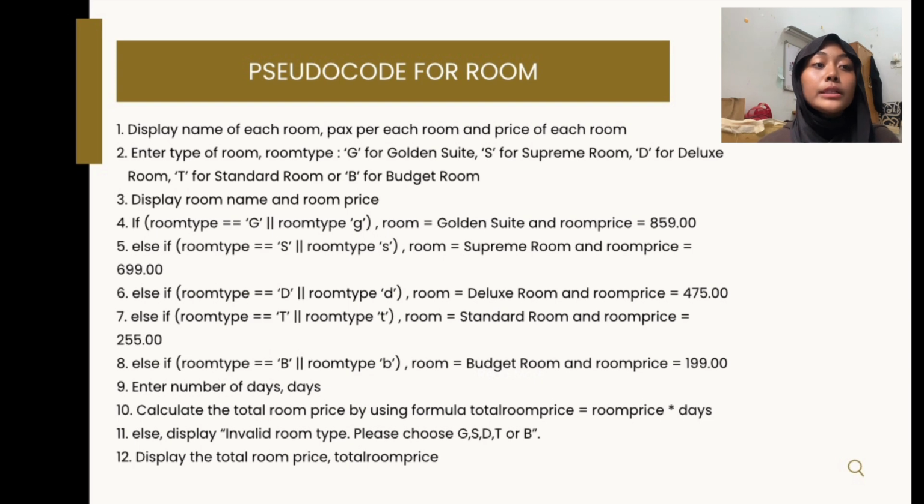Next, step number 9 is enter number of days. So to calculate the total room price, step number 10 is total room price equal to room price multiplied by the days they stay in the room. And then 11, if another input is inserted aside from G, S, D, T or B, it will display invalid room type, please choose G, S, D, T or B. And the last one is display the total room price.